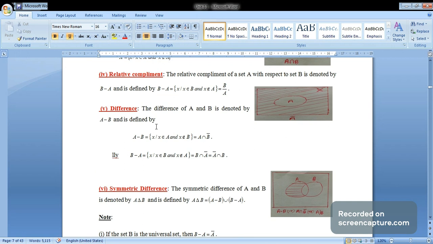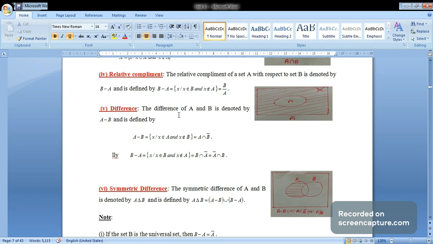The next definition is difference. First we define B minus A or A minus B. A minus B means the elements belonging to A and not belonging to B. This is the Venn diagram of A minus B. Okay, that's all. Next one, the difference of A and B is denoted by A minus B and is defined as A minus B equal to {x such that x belongs to A and x does not belong to B}. That means A intersection B complement.